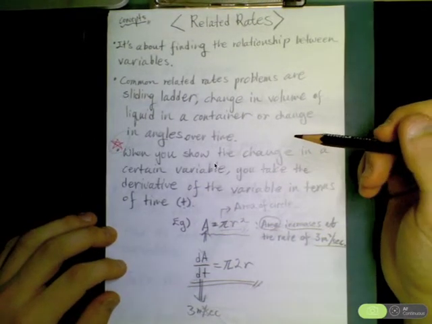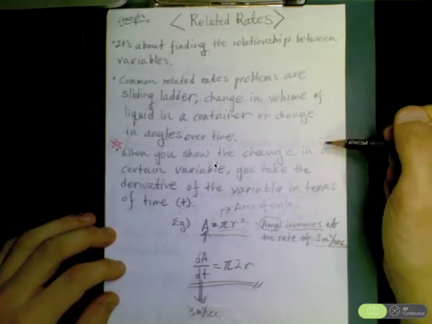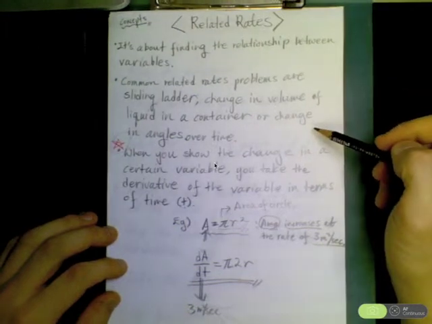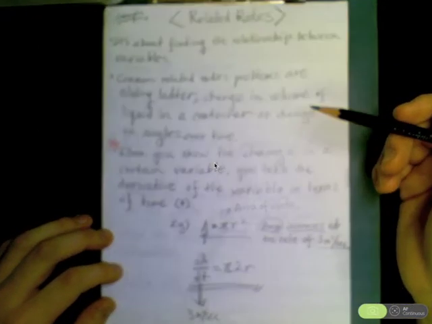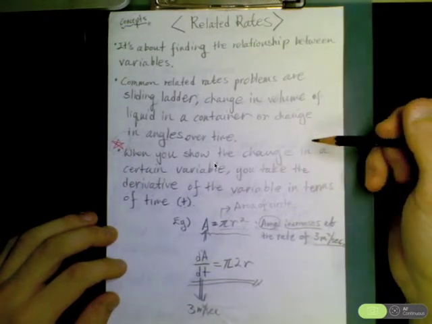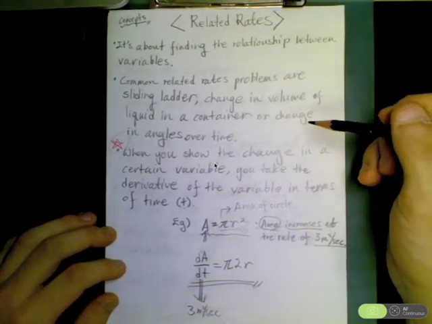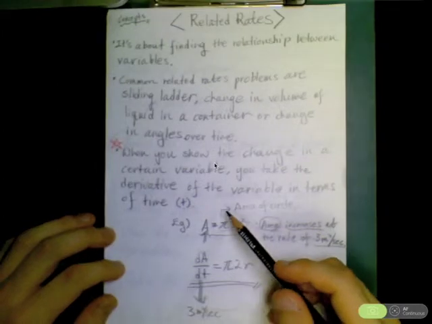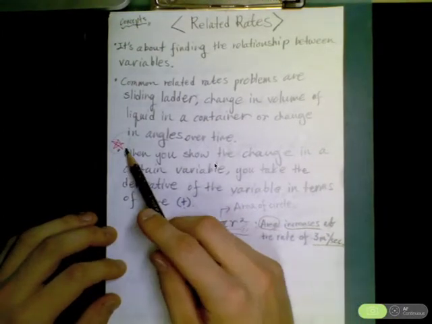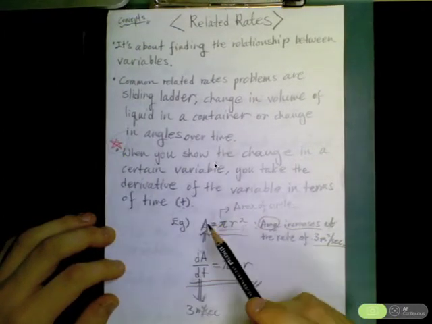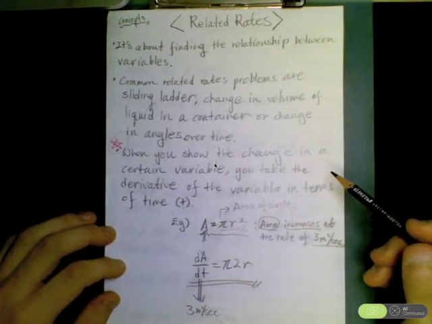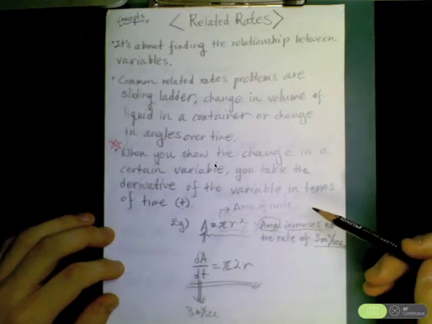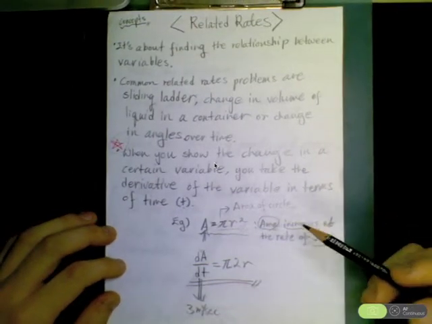As for now, you won't fully grasp what all these mean, but as we work through the example problem later, you will see how these principles work out. Below, there is a very important statement, and it says, when you show the change in a certain variable, you take the derivative of the variable in terms of time t.